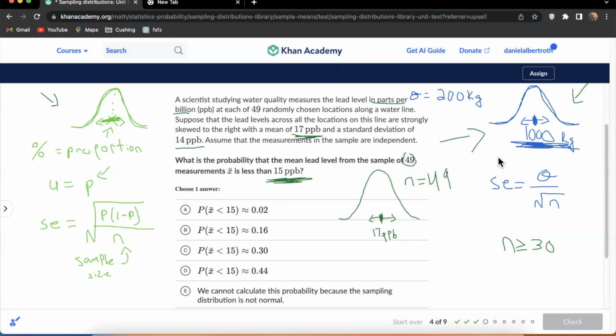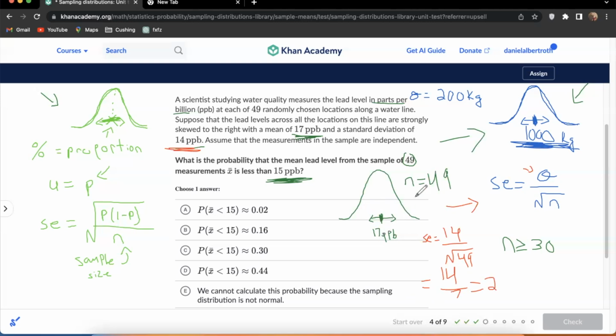What is the deviation for us? It is specifically using this formula. The standard deviation of the population is the numerator, so that is 14. So the standard error for our sampling distribution is 14 divided by the square root of the sample size. The sample size is 49. So this is 14 over 7, which is 2. So what does this mean?